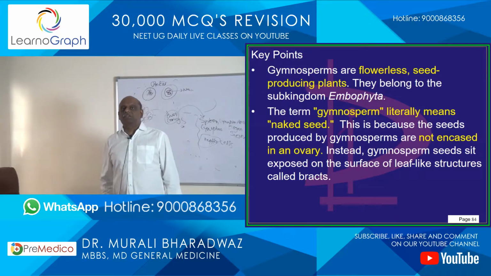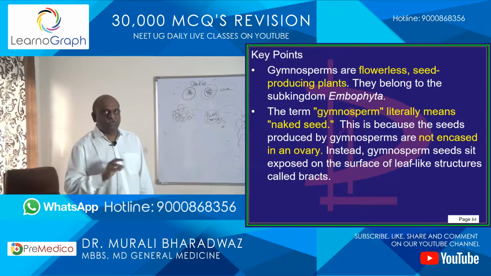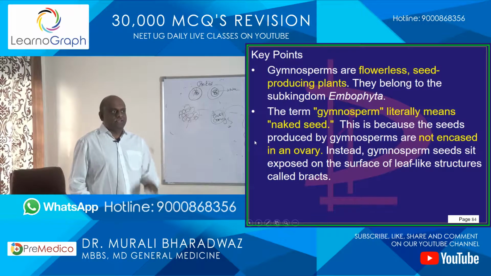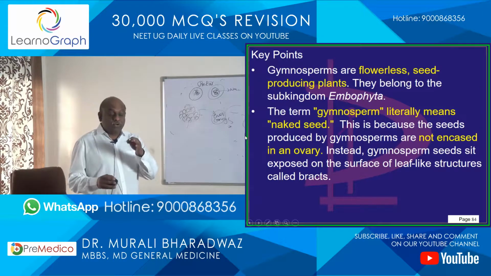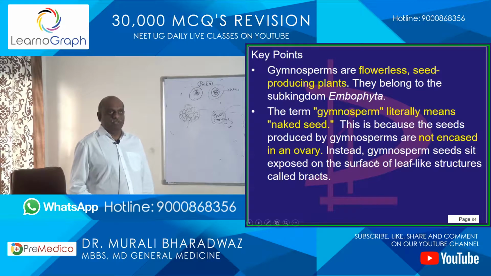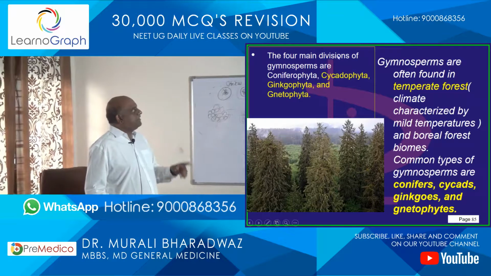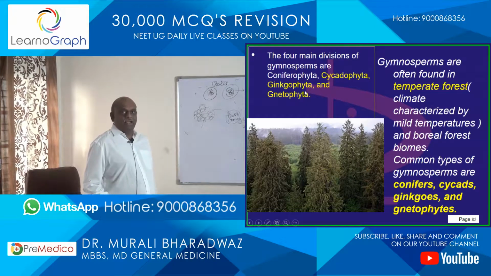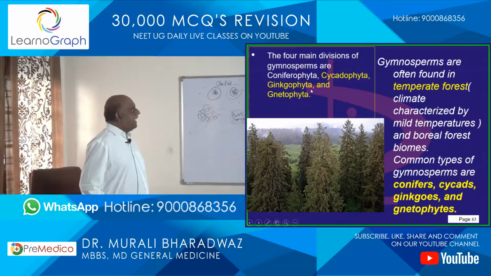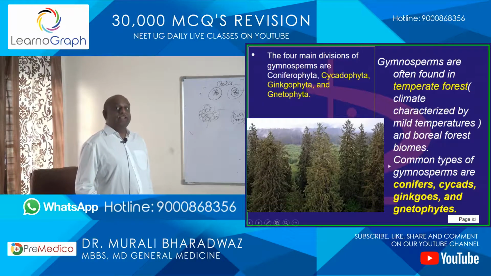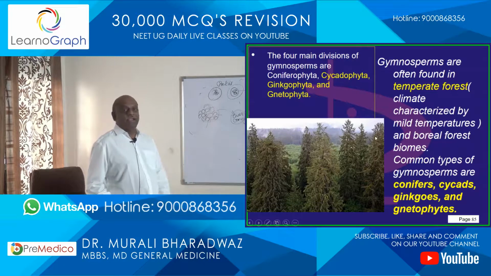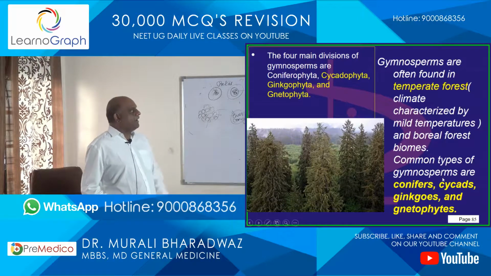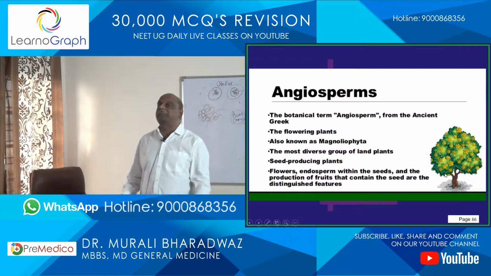So what are the main points in summary you should know about the gymnosperms? They are flowerless, seed producing plants. The seeds are not inside a fruit, and that's why they are called gymnosperms. The four main divisions of the gymnosperms are Coniferophyta, Cycadophyta, Ginkgophyta, Gnetophyta is what you need to remember. And where do you see the gymnosperms growing? It is the temperate forests in which they grow. And you have conifers, cycads, ginkgos, gnetophytes, which are part of the gymnosperms is what you should remember.